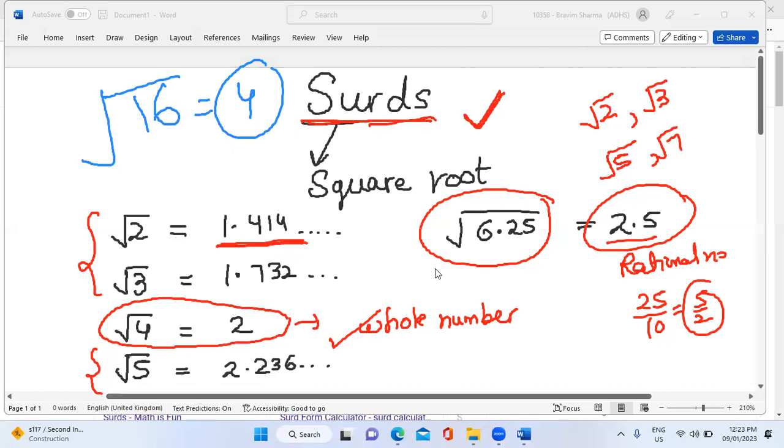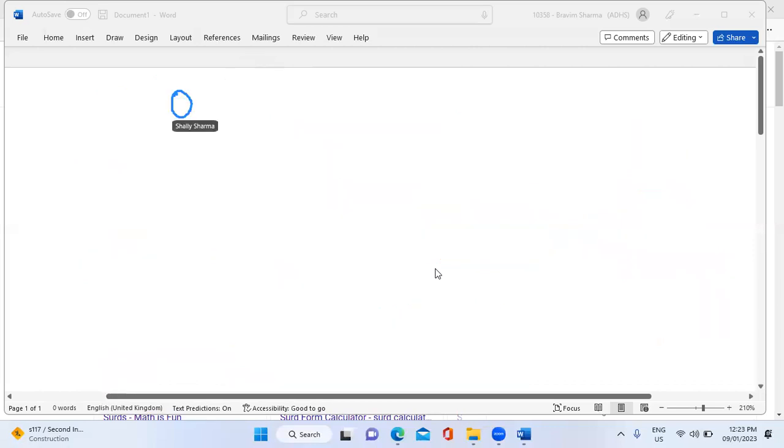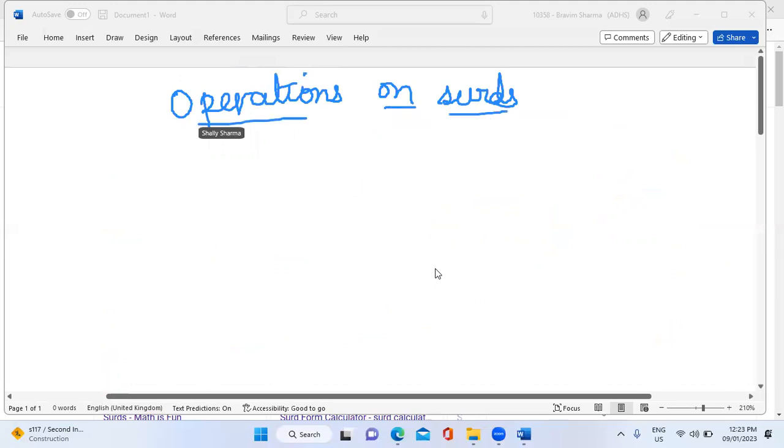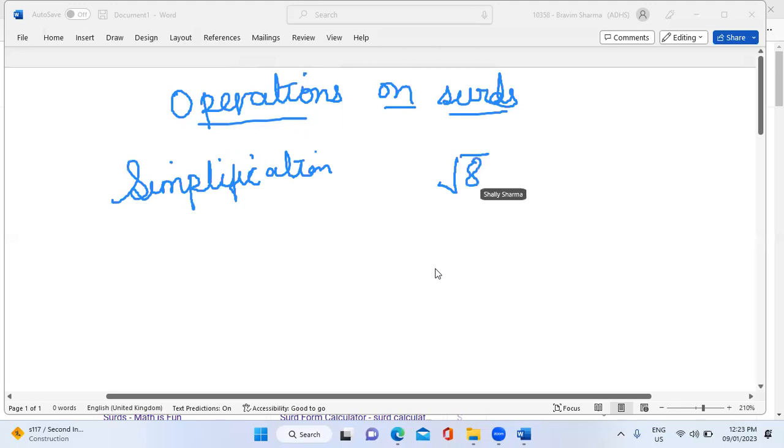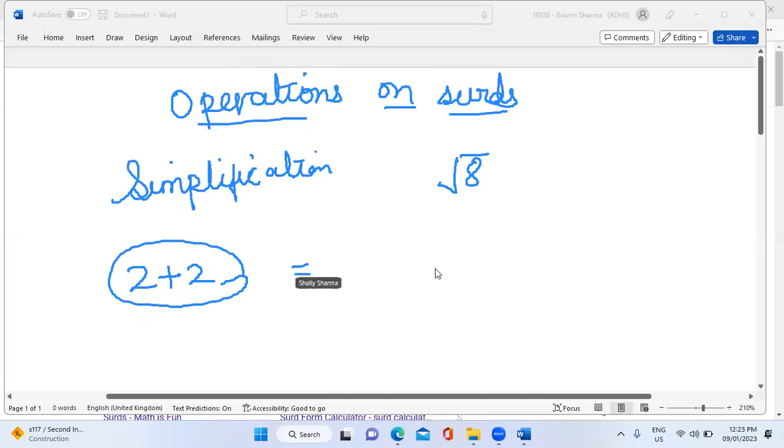Now, whenever we learn about surds, like operations on surds, we can do addition, we can do subtraction. All these operations we can apply on surds: addition, subtraction, multiplication, division of surds. And the most important one we need to learn is simplification. How to simplify a surd. Sometimes if I am given a surd, let's say square root of 8, I can write it in a simplified form. For example, if I have 2 plus 2, rather than writing 2 plus 2, I would prefer to write it as 4.